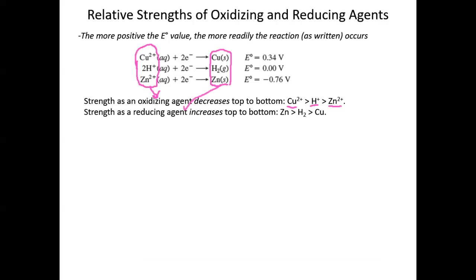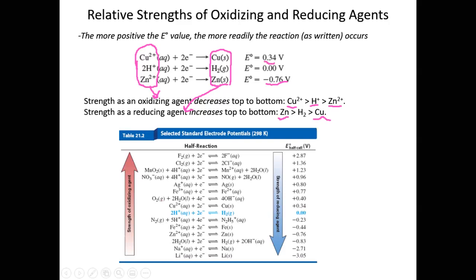And it increases from top to bottom. So as you get more negative potential, it means it's a stronger reducing agent. So zinc is the strongest reducing agent because it has the most negative potential, and copper is the weakest reducing agent because it has the most positive potential. So here's a chart that you can see how the strength of oxidizing and reducing agents compare. Now, when you write a galvanic cell, the species are always going to react in whatever way they're the strongest.